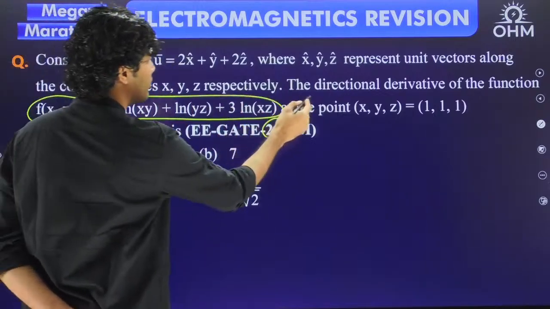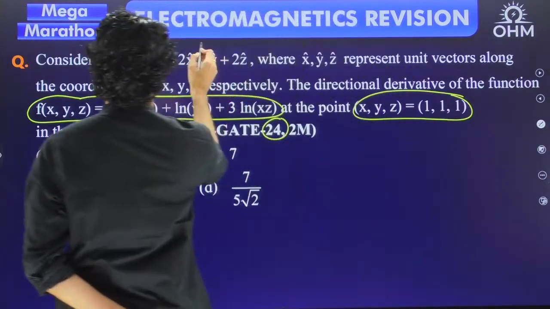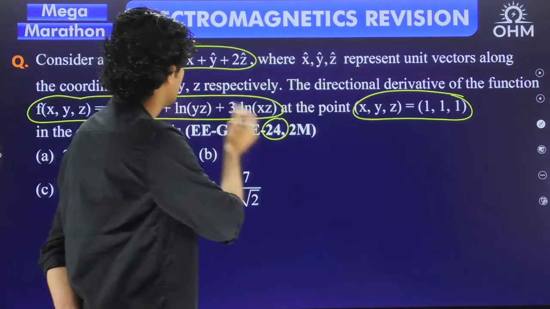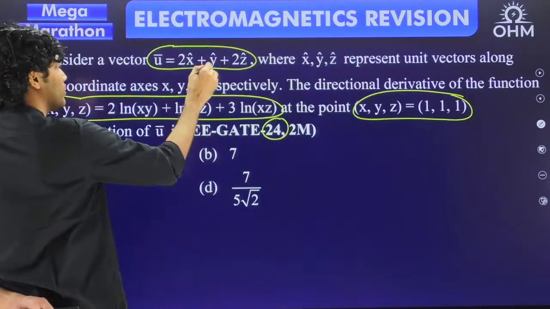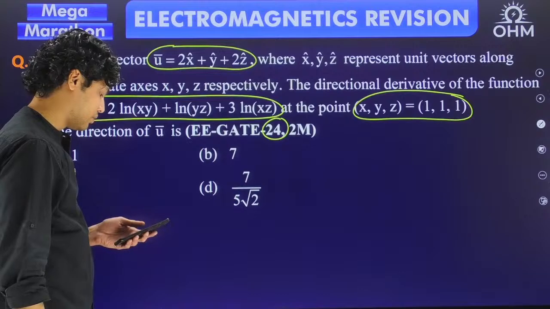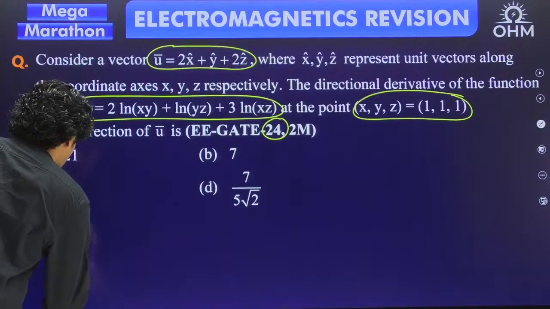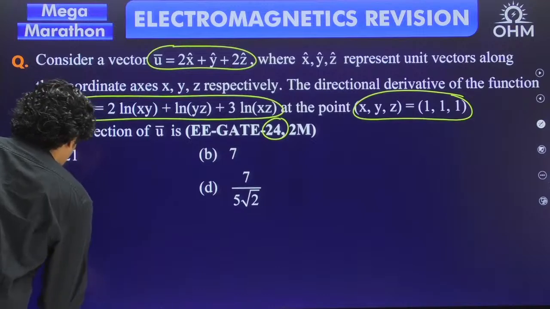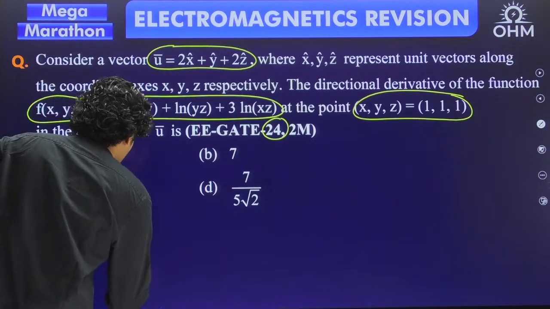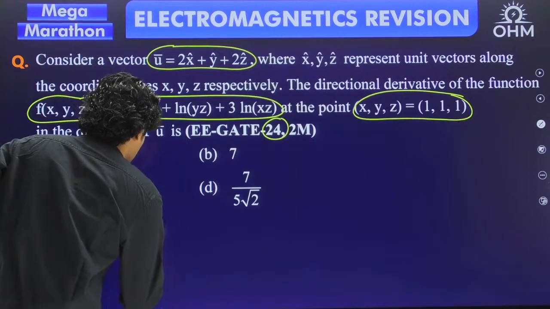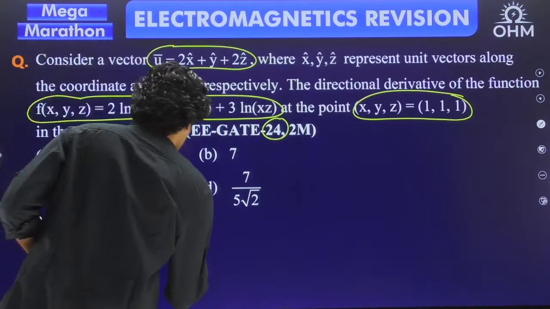So the point is given. What is the point? X, Y, Z point is 1, 1, 1. The direction is also given for us. Yes, the u bar direction is also given. By now, what is the magnitude of that particular u bar? Square root of 2 square plus 1 square plus 2 square, square root of 9, which is 3. So magnitude is not a big deal right now. Now what is u cap? u cap is simply u bar divided by the modulus of u bar. And this becomes 2x cap plus y cap plus 2z cap divided by 3. Magnitude is nothing but 3. So we are done with u bar.